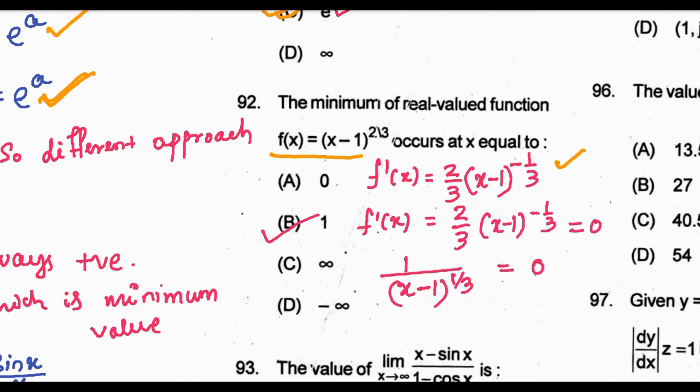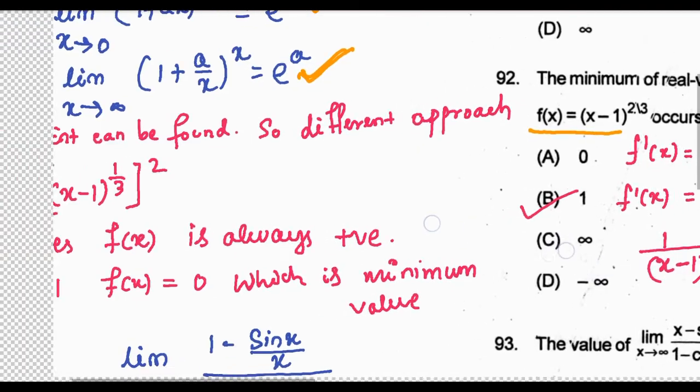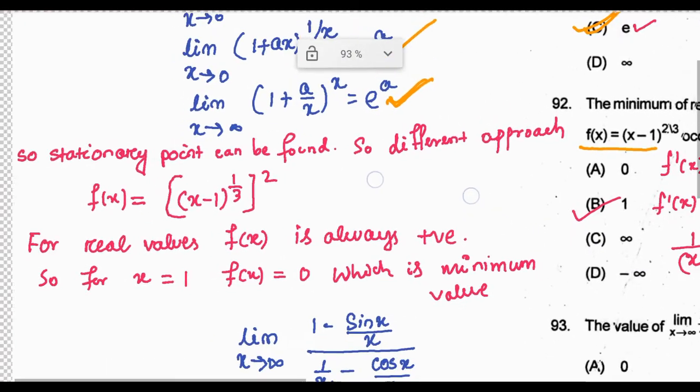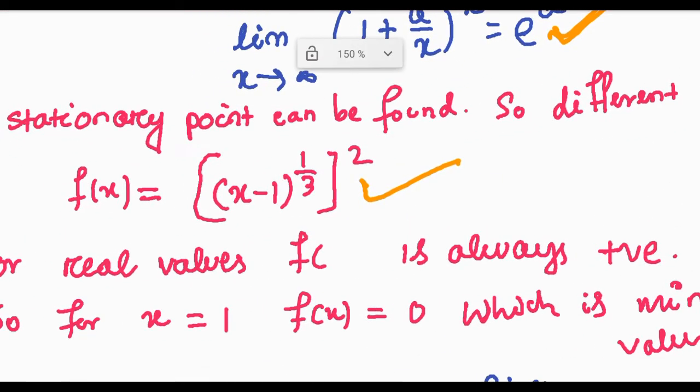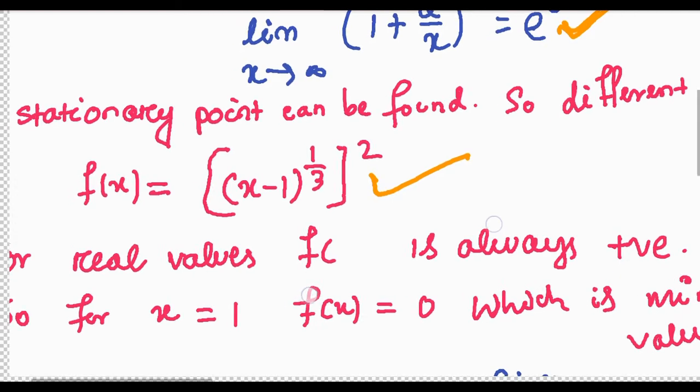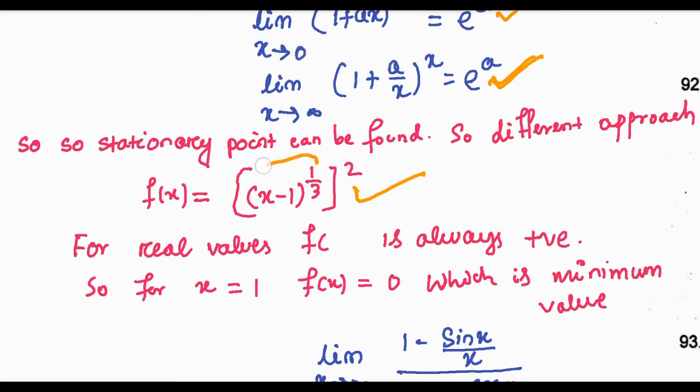If we take this one, there is no solution for it, because if we multiply this by 0, there will be nothing. So it has no solution, that is, no stationary point can be found. So a different approach: (x minus 1) whole to the power 2 by 3, I can write like this: f(x) is equal to ((x minus 1) whole to the power 1 by 3) whole to the power 2.